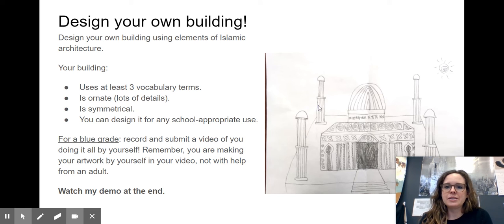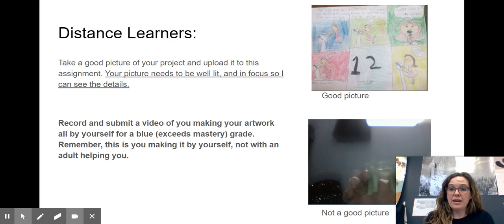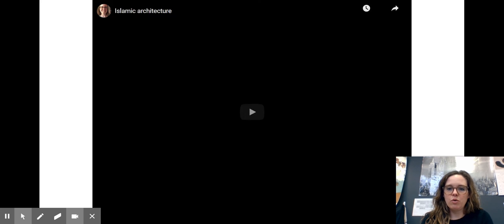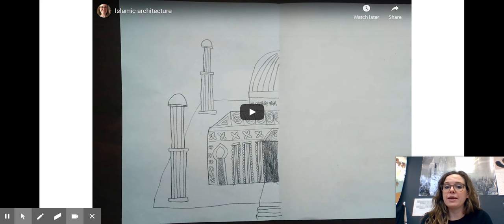Here's my example that you can see. You're going to use at least 3 vocabulary terms. It's ornate with lots of details. It's symmetrical, and it can be designed for any purpose that you want, so long as it's school appropriate. All right, and here is a video to show you how I made mine.